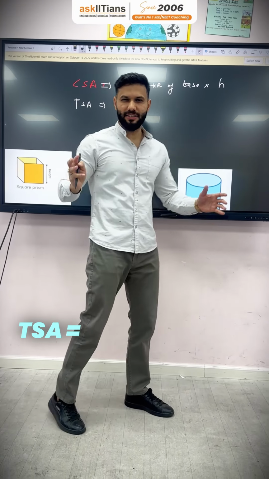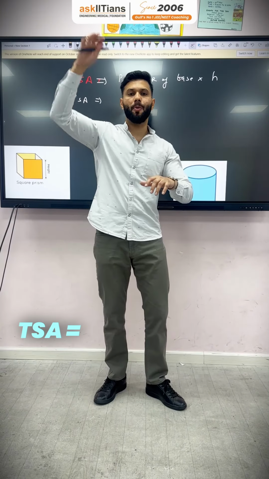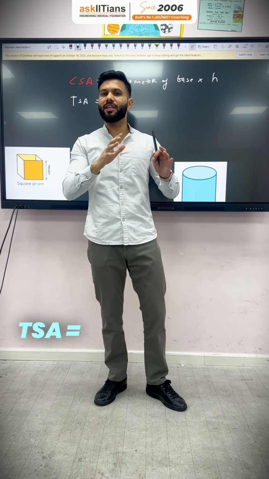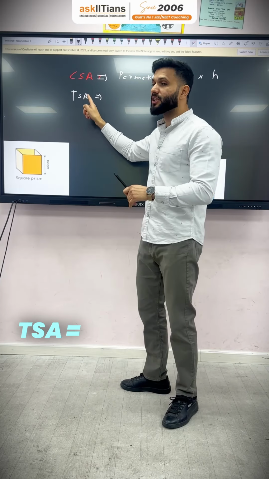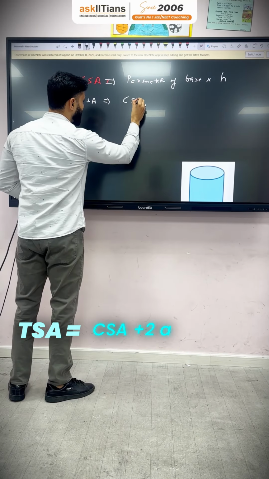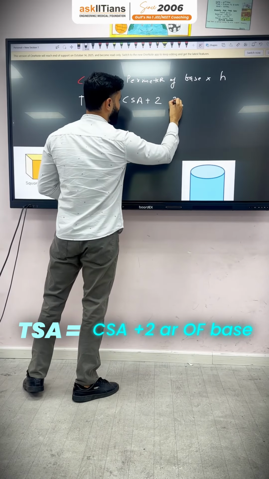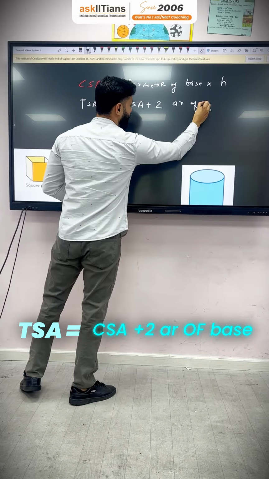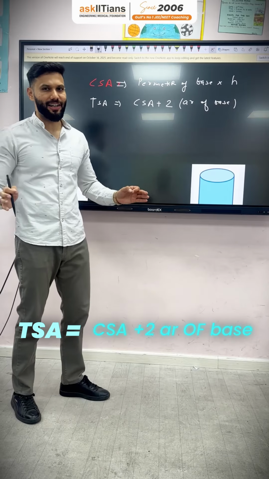That the curved surface area is the area of the other faces except your top and the bottom, right? And in all these three shapes, you have one top and one bottom, right? So to reach total surface area from the curved surface area, what you wanna do? In the curved surface area, you add 2 times area of the base, right? Because here you have one bottom surface and one top surface, both of them exactly identical, right?